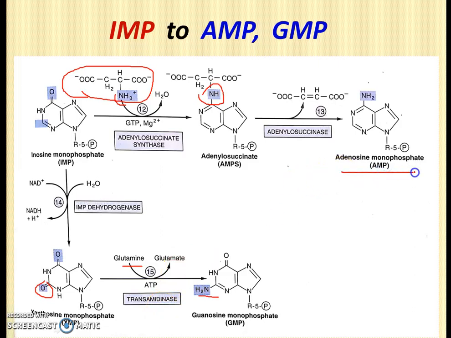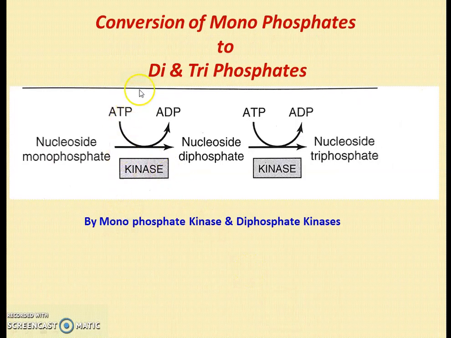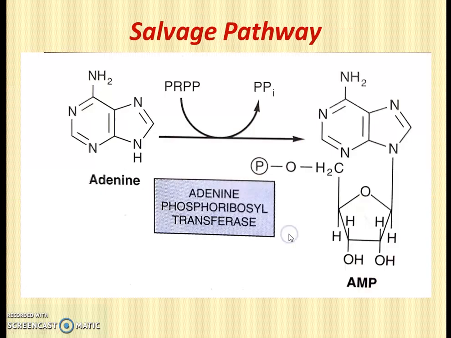So this process of purine biosynthesis results in the formation of the main compound IMP, inosine monophosphate, from which adenosine monophosphate and guanosine monophosphate are synthesized. These two are the purine nucleotides. The nucleoside monophosphates are converted into diphosphates and triphosphates. Nucleotide monophosphate is converted into nucleotide diphosphate by monophosphate kinase, and into triphosphate by diphosphate kinase.